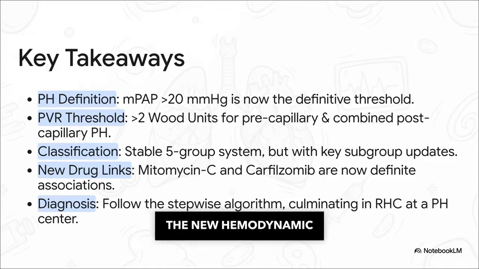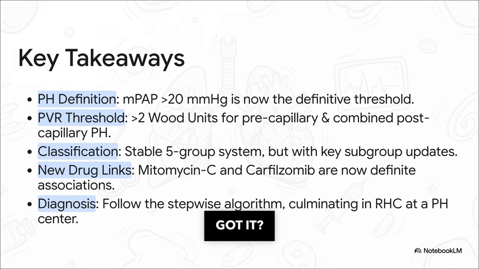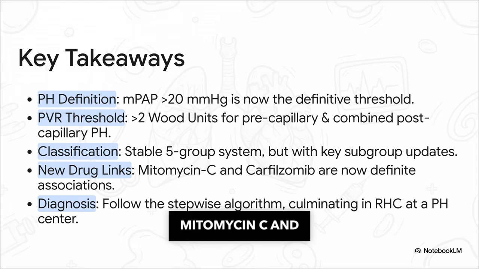Number 1, the new hemodynamic definition is an MPAP greater than 20. Simple as that. Number 2, the PVR threshold that defines a precapillary component is now greater than 2 Wood units. Got it? Number 3, the 5-group classification system is stable, but remember those important subgroup updates. Fourth, don't forget the 2 new drugs with a definite PAH association, mitomycin C and carfilzomib. And finally, and this is so important, adhere to that stepwise diagnostic algorithm and make sure you're referring to expert centers in a timely manner.